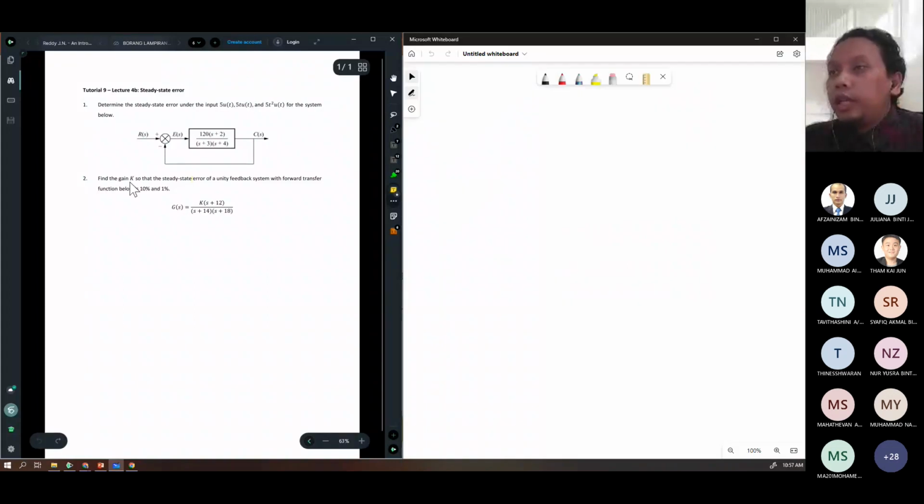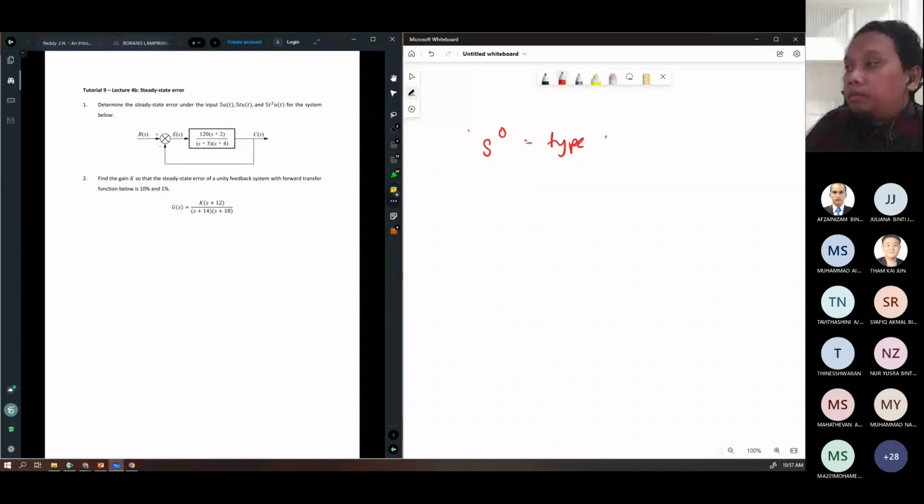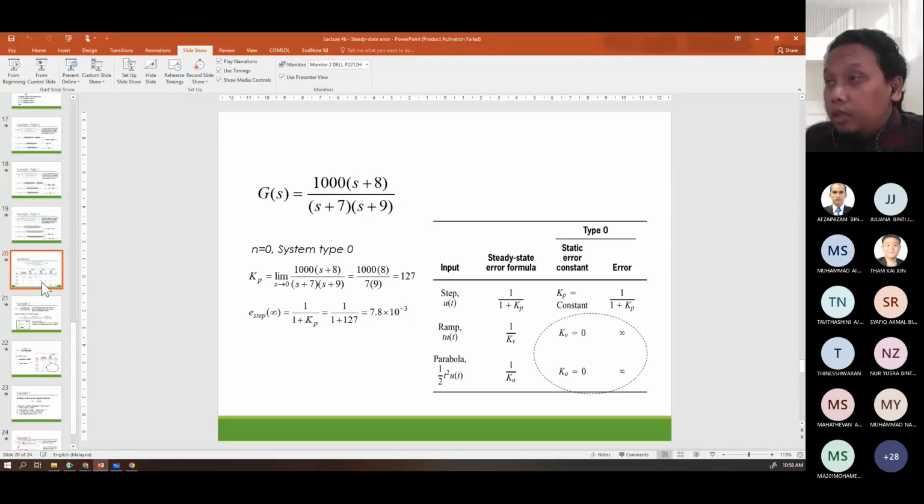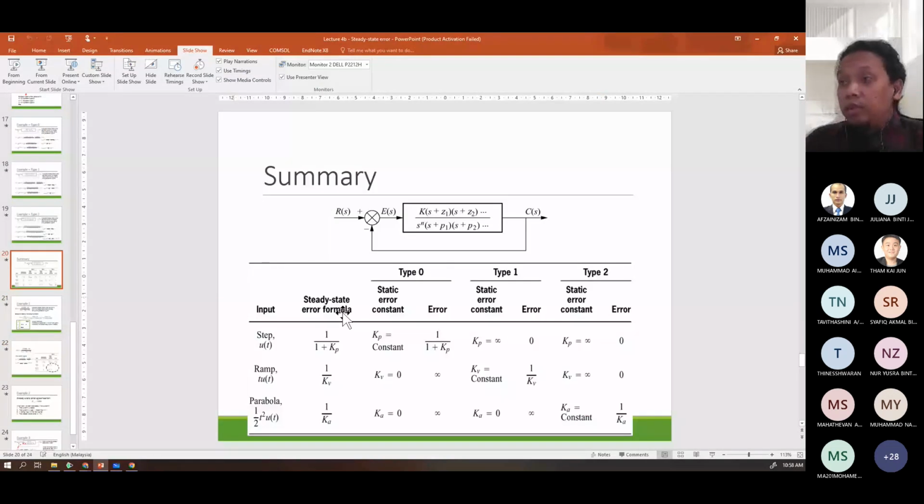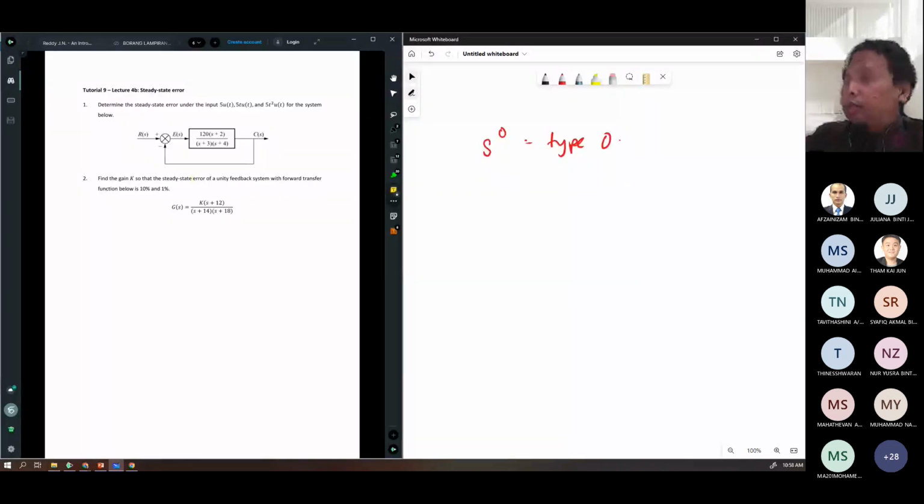Question number 2: find the gain K so that the steady state error of a unity feedback system with the forward transfer function below is 10% and then 1%. So there are two questions here. First, the type is type 0. For a type 0, we refer to the table again. To produce a steady state error, we can only apply step input. If you apply ramp and parabolic input, then the error will be infinity. So you need to apply step input, only step input.